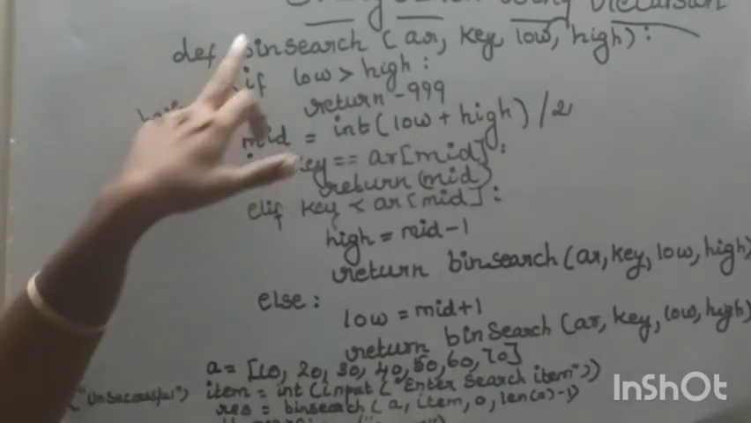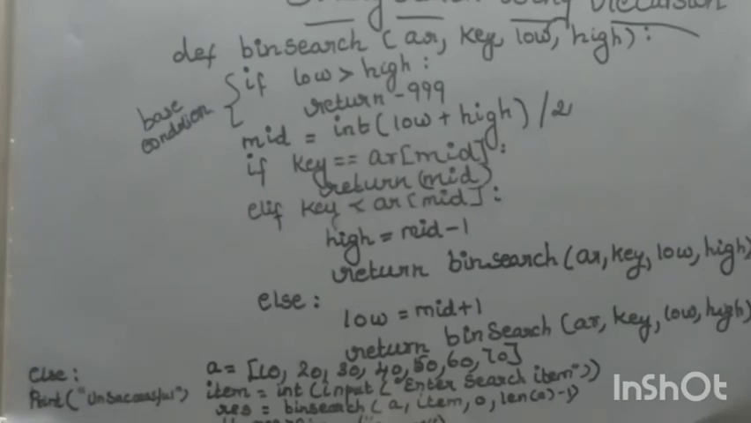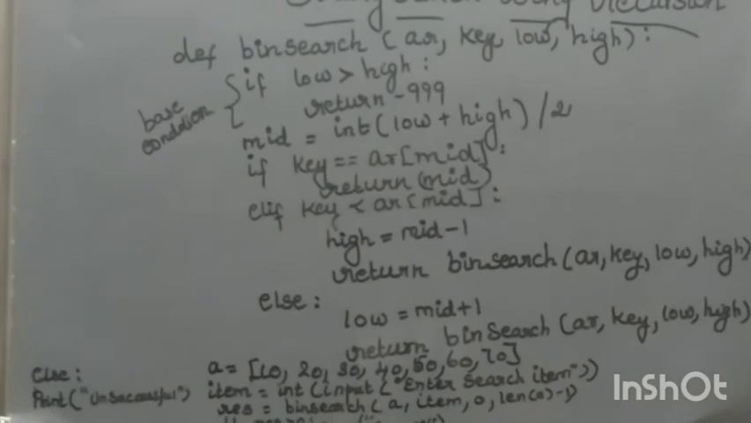Here, I have written the binary search using recursion program. This is the main part and this is the function definition part. In a variable named A, I hold 7 values, which is called an array. Here you have to specify which element you are going to search. If I have given 20, then the value 20 will be stored in the variable item.